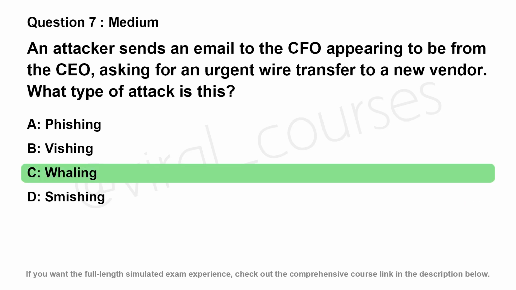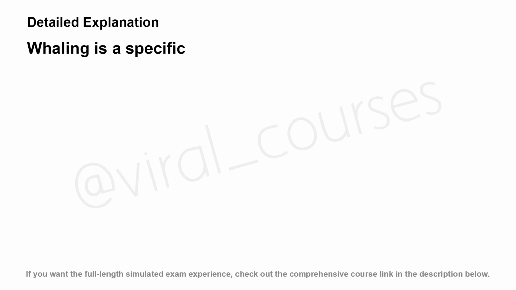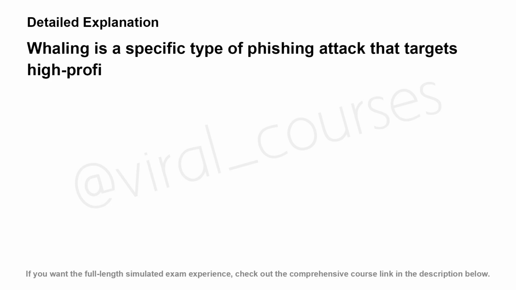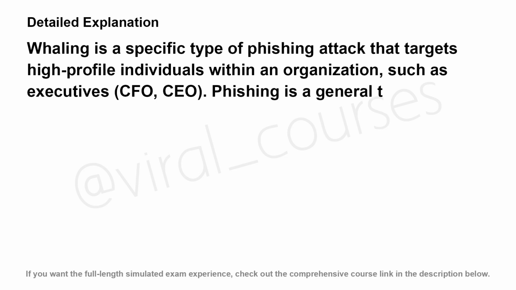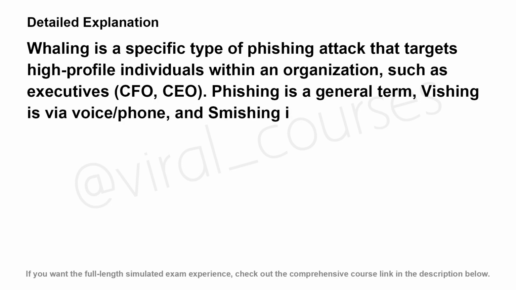The correct answer is C. Whaling is a specific type of phishing attack that targets high-profile individuals within an organization, such as executives: the CFO or CEO. Phishing is a general term. Vishing is via voice, phone, and smishing is via SMS text messages.